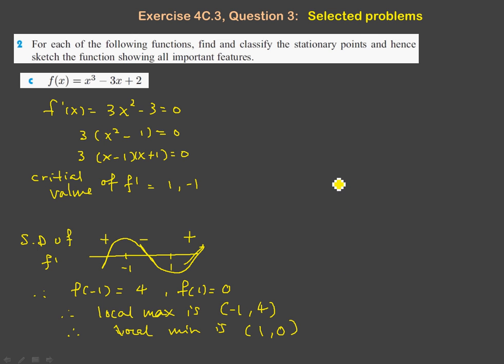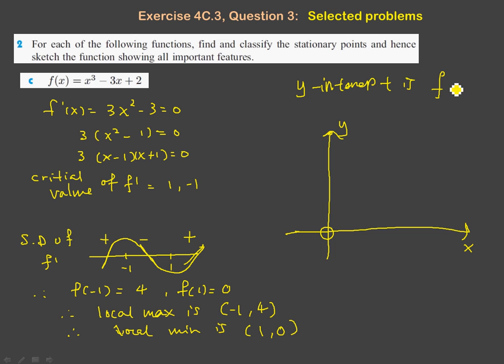So then how do we sketch this? Quite simple. We already know the maximum and minimum. Make sure you locate the y-intercept. The y-intercept is when x is 0, and that is 2. So the curve would pass through 2 at the y-axis, and here it is.